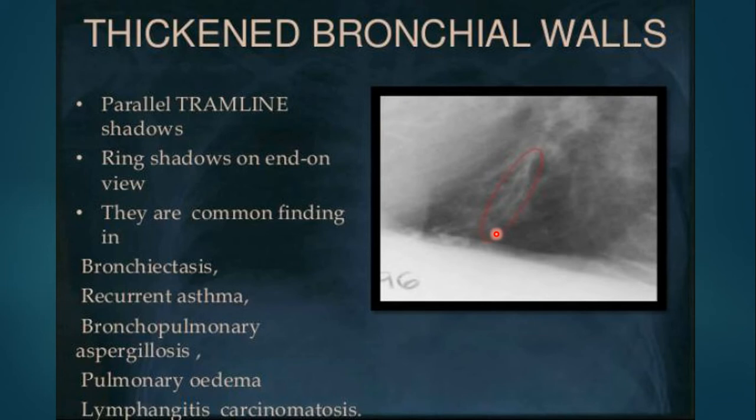If you see them end on, you see the bronchus end on, they will appear as ring shadows. And they are common findings. We see these thickened bronchial walls or bronchial cuffing commonly in bronchiectasis, recurrent asthma, allergic bronchopulmonary aspergillosis, pulmonary edema, and lymphangitis carcinomatosa. Okay, so these lines make the differential in this pattern. If you have other findings from other parts of the chest, the distribution of the abnormality, look at the soft tissues, at the mediastinum, at the hilum, at the other things, you can narrow your differential diagnosis even more than that. Okay?